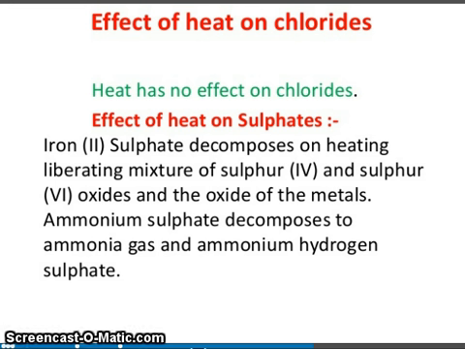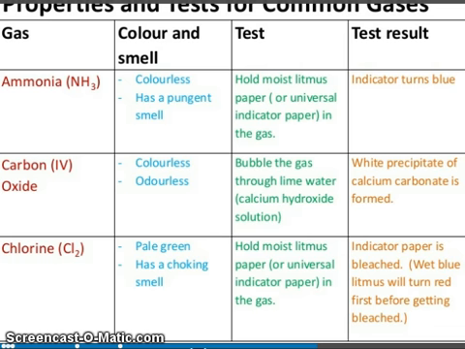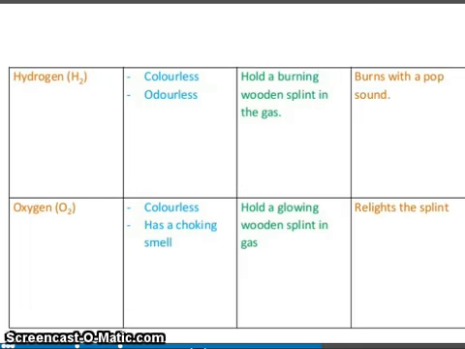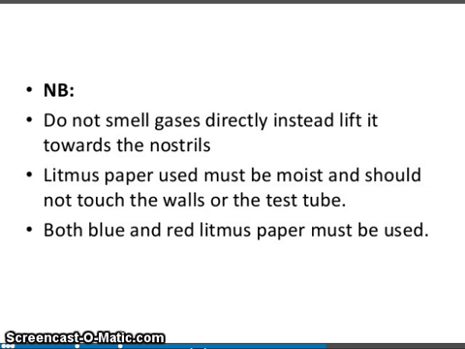Now effect of heat on chlorides. Heat has no effect on chlorides. Effect of heat on sulfates. Iron 2 sulfate decomposes on heating, liberating a mixture of sulfur 4 and sulfur 6 oxide, and the oxide of the metal. Ammonium sulfate decomposes to ammonia gas and ammonium hydrogen sulfate. So friends, these are the properties you can see here.